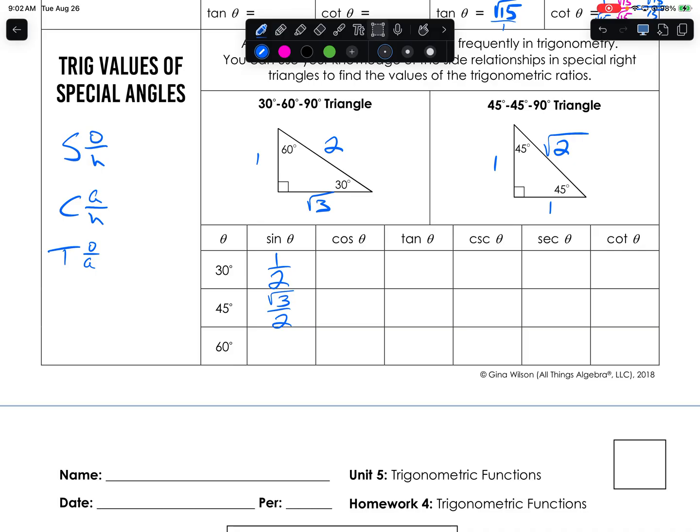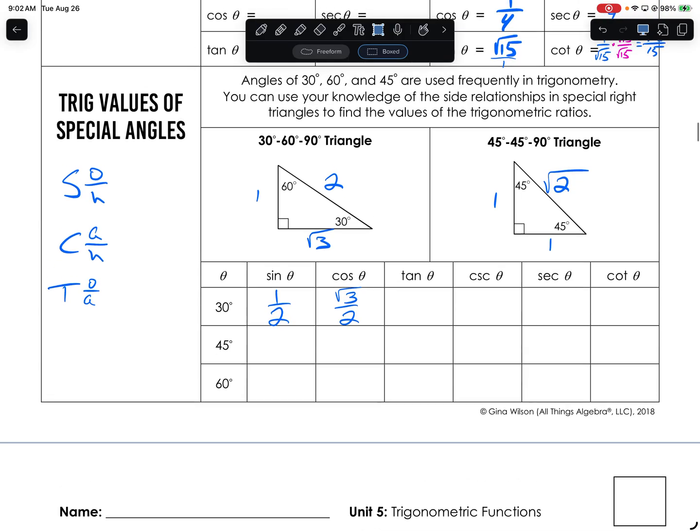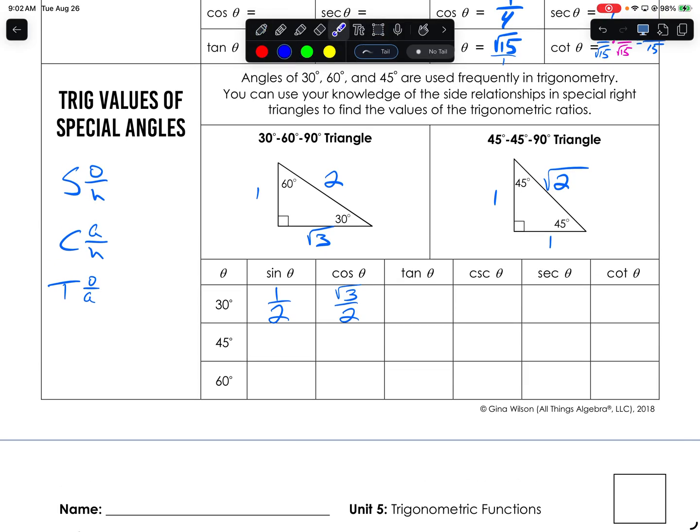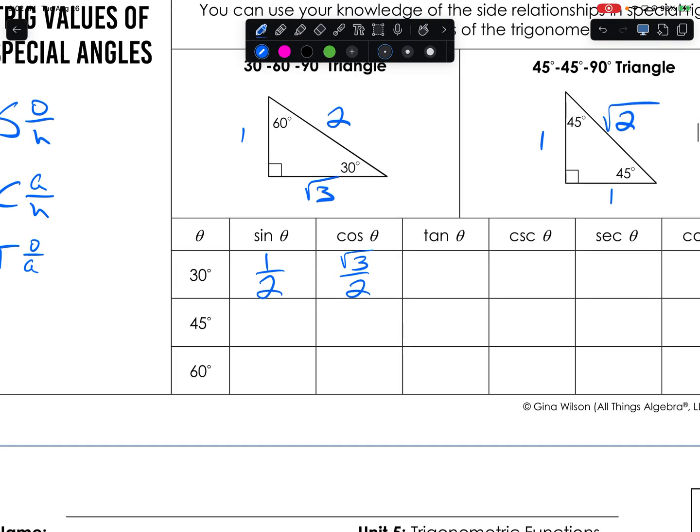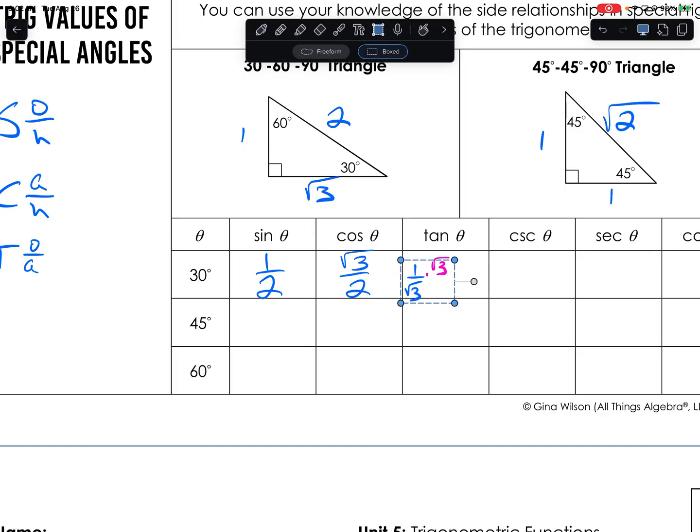Oops, I wrote it in the wrong spot. It's over here. Okay, tangent is opposite over adjacent. Tangent of 30: opposite of 30 is 1, adjacent to 30 is root 3, so it's 1 over root 3. You have to leave yourself some room because you need to rationalize. So I have to multiply by square root of 3. So 1 square root of 3.